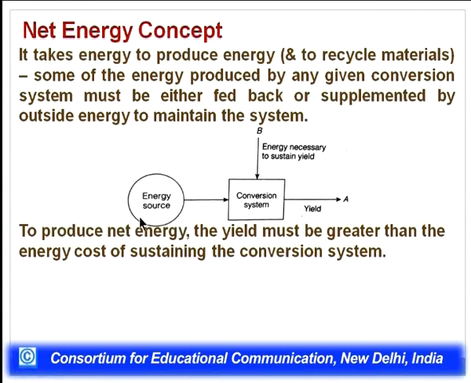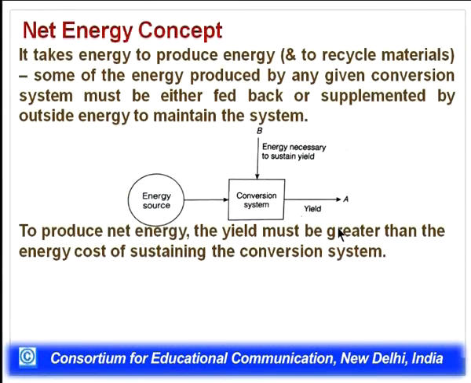So for the energy source, harnessing this energy for utilizing, for example, harnessing the solar energy for the production of crops, this energy needs a conversion system. For example, all the kind of energy which is utilized in agriculture. So this yield should be greater than the energy which is utilized for producing this yield. Then this net energy is being produced.